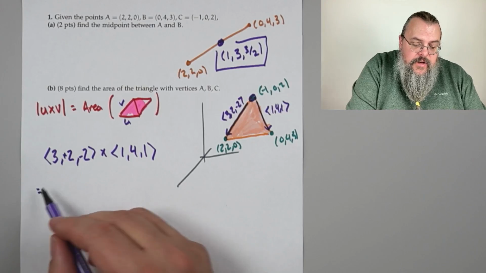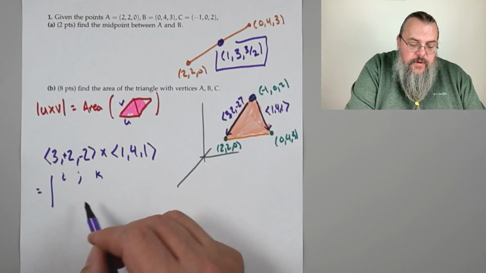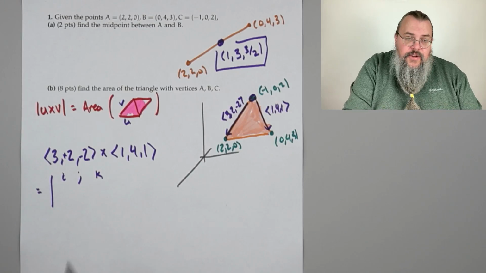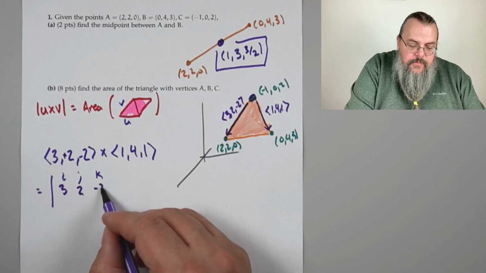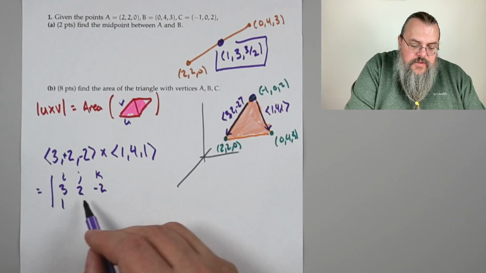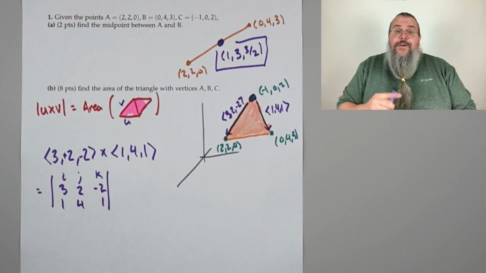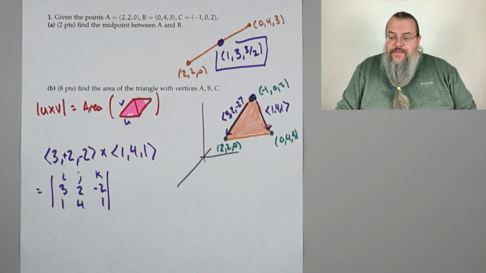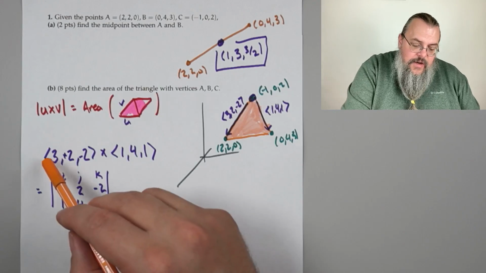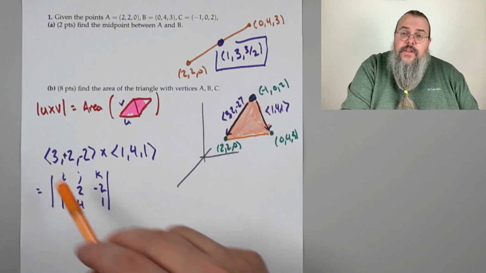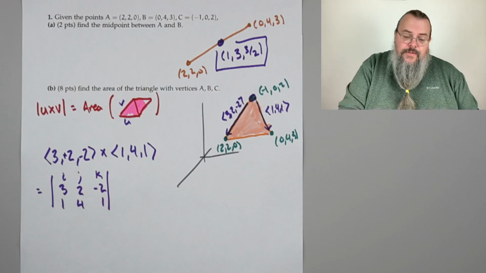I like to take cross products by using the matrix and doing a determinant. So you put your I, J, K, your directions. You put in your first vector, 3, 2, -2. Put in your second vector, 1, 4, 1. All right, now go on your diagonals. There's two kinds of diagonals. There's the downward sloping. Those we're going to add. There's the upward sloping. Those you subtract.